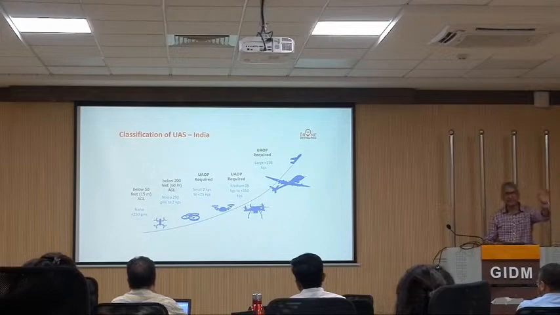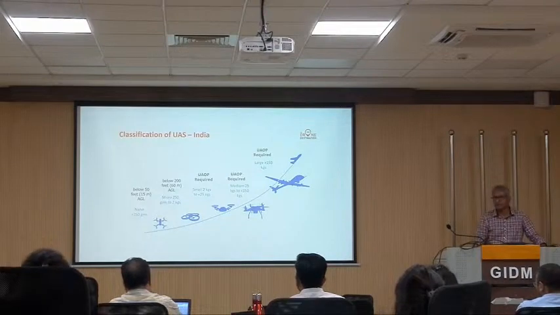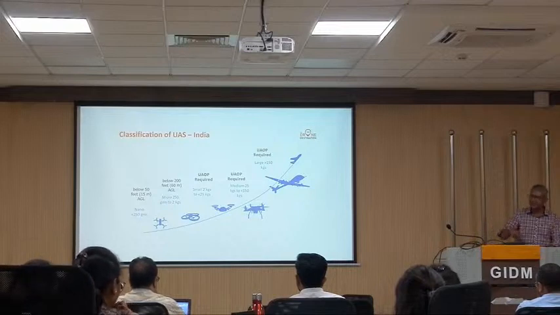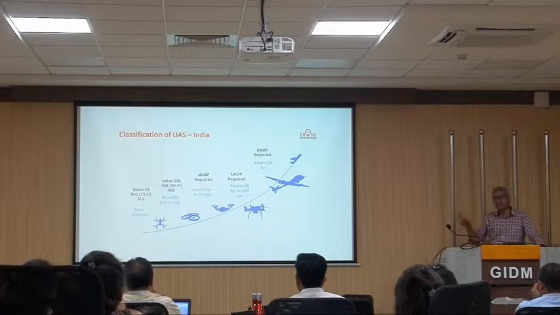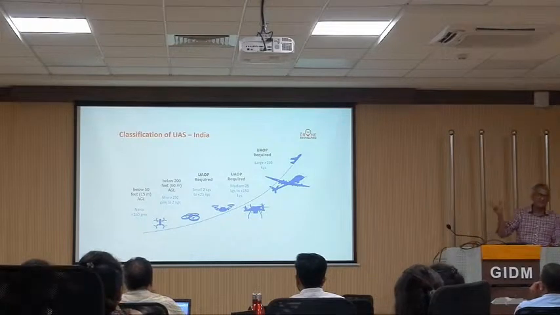Nano category is basically less than 250 grams in weight. Micro category is less than 2 kgs. Small category is basically less than 25 kgs. Medium is less than 150 kgs and large is beyond 150 kgs.